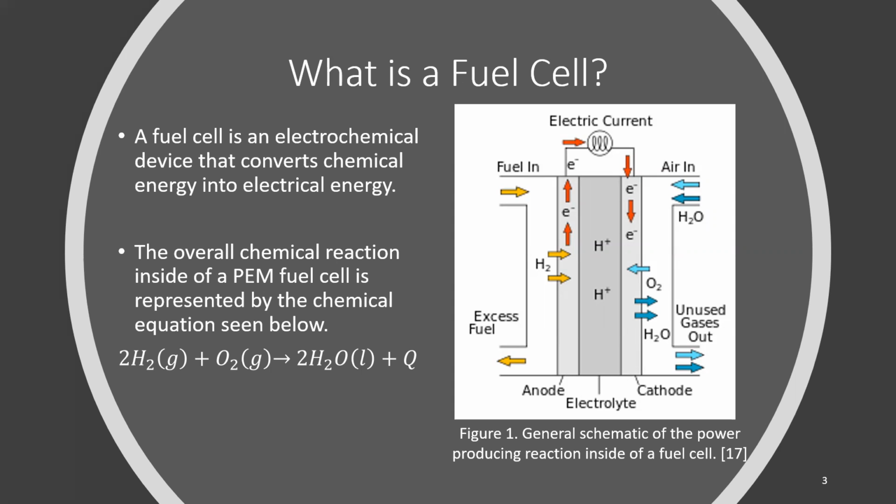And the figure on the right, figure 1, shows a model of this chemical equation in action. So hydrogen enters at the anode side, and at the anode, an electron is stripped away from the hydrogen, and that electron is pushed through a wire, thus producing the electric current. The hydrogen cation then transfers to the electrolyte and combines with oxygen at the cathode in order to produce water, which then leaves the fuel cell.